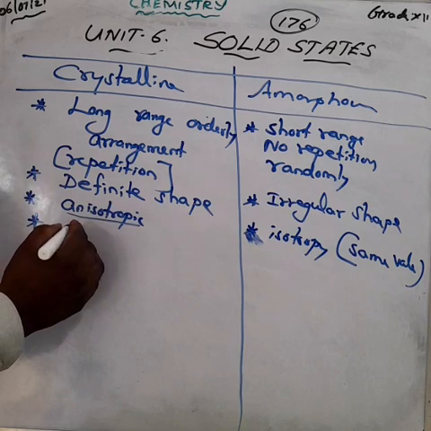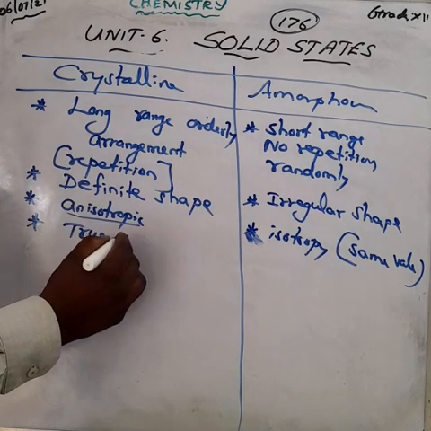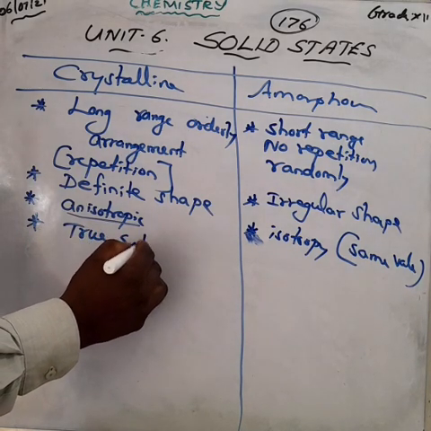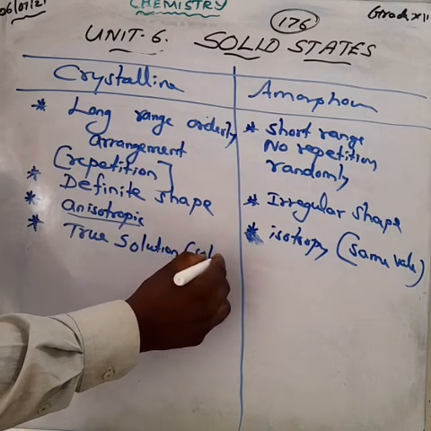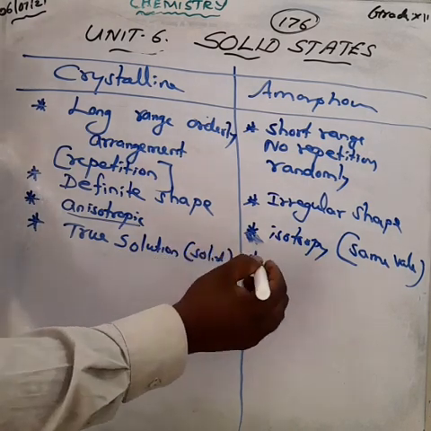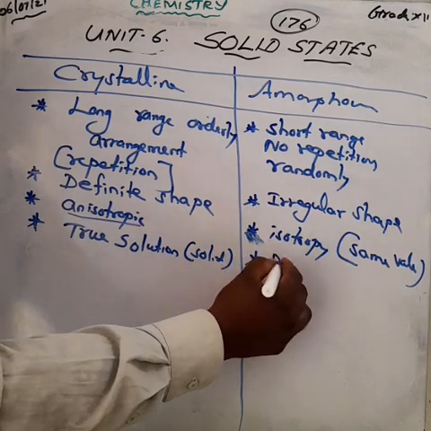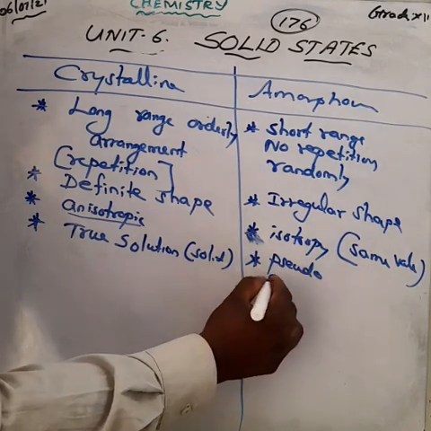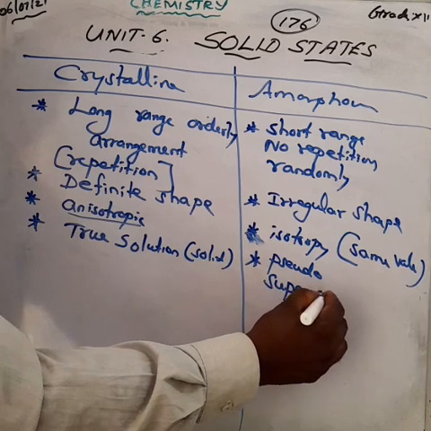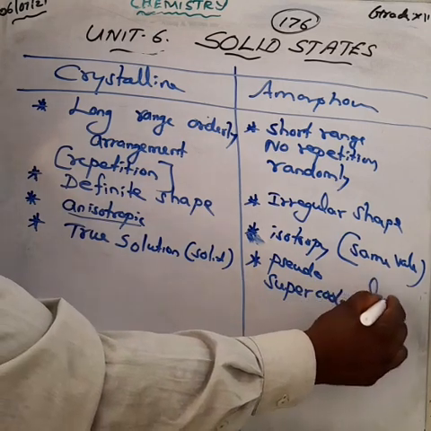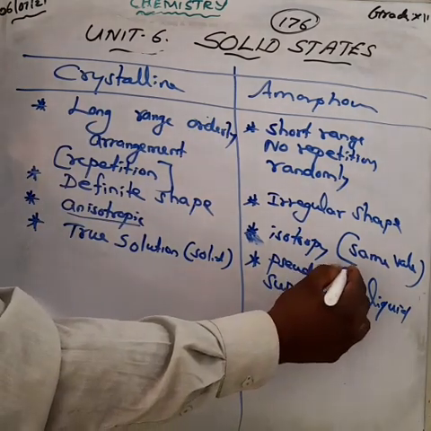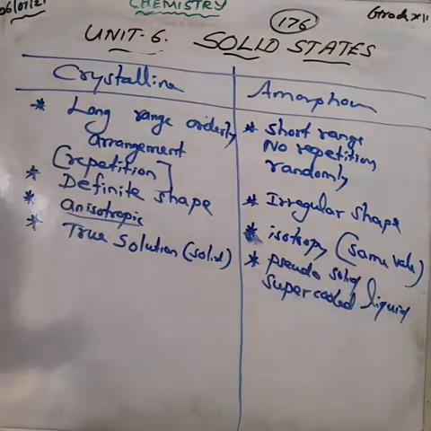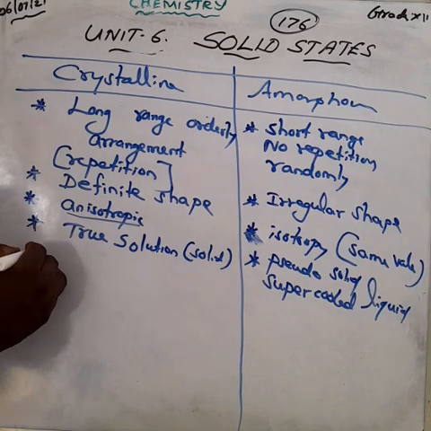Next, the fourth point: crystalline solids are considered true solids. What is the opposite of true? Pseudo solid. Amorphous solids are considered pseudo solids, otherwise called super cooled liquids.